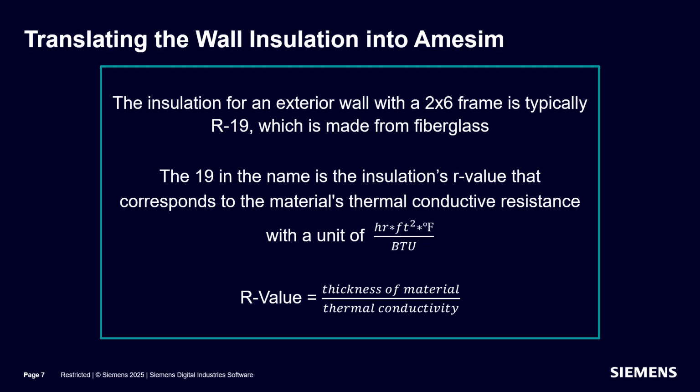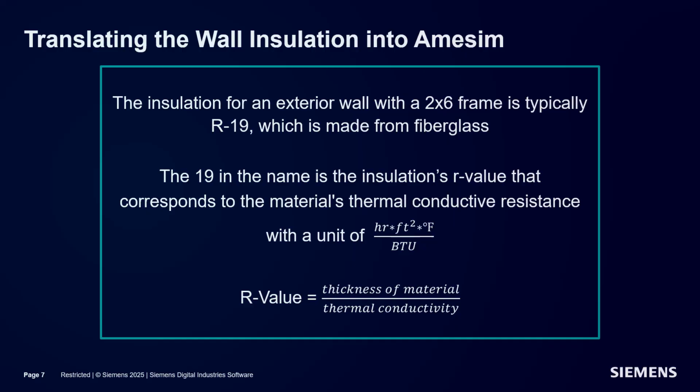A standard insulation used for an exterior wall with a 2x6 frame is R19, which is made from fiberglass. The 19 in the name is the insulation's R value, which corresponds to the material's thermal conductive resistance. This R value is determined by the thickness of the insulation divided by the thermal conductivity of the material. Using the known thickness of the insulation, being what was the space filled with air from the initial model, and the R value of 19, the thermal conductivity for the material can be calculated utilizing post-processing.